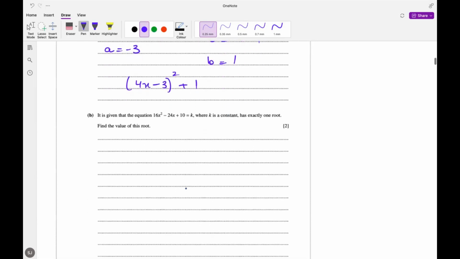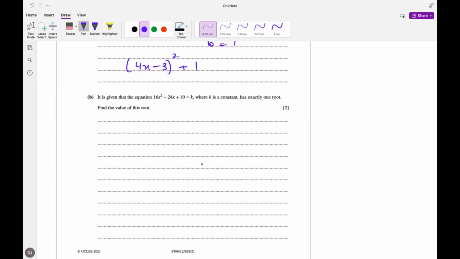In part B, it is given that the equation 16x squared minus 24x plus 10 equals k, where k is a constant, has exactly one root. We have to find the value of the root. Now to find the value, first we need the value of k. If we have an unknown constant, we can use b squared minus 4ac to find this value of k. So the constant term will become 10 minus k.